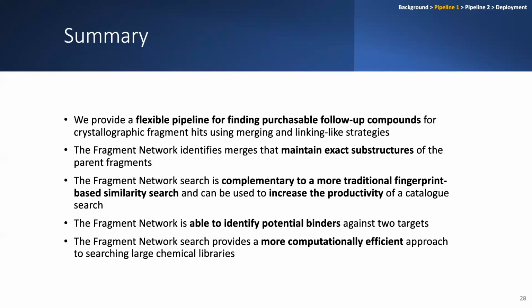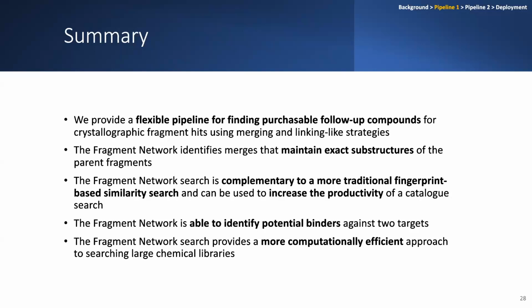So to summarize, we provide a flexible pipeline for finding purchasable follow-up compounds for crystallographic fragment hits using merging and linking-like strategies. We find that the fragment network is able to identify mergers that maintain exact substructures of the parent fragments. And it seems that the fragment network is complementary to a more traditional fingerprint-based similarity search, so that we argue these two techniques could be used in parallel, and we could use the fragment network to increase the productivity of the catalog search.